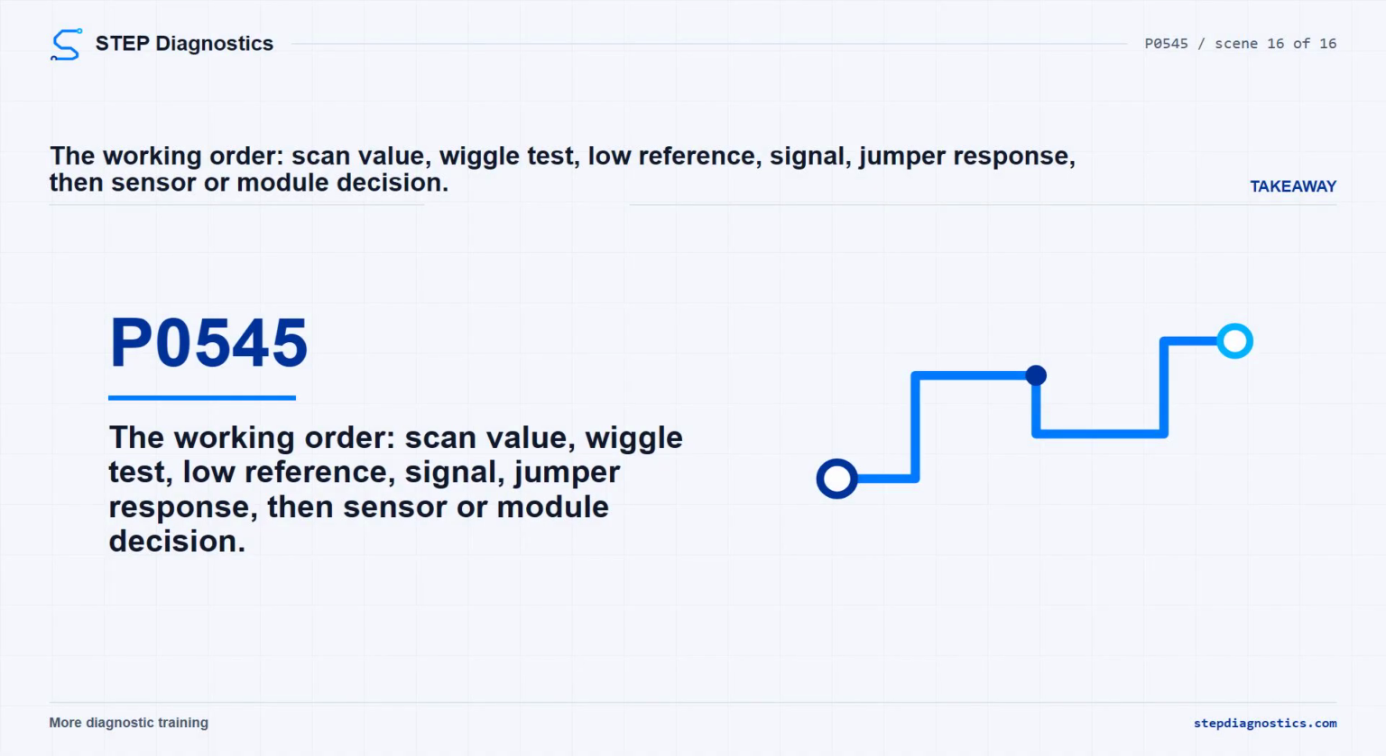The takeaway on P0545 is simple. Prove the scan value, load the harness with a wiggle test, then use the low reference, signal, jumper, and component checks to separate wiring faults from a sensor or module decision.